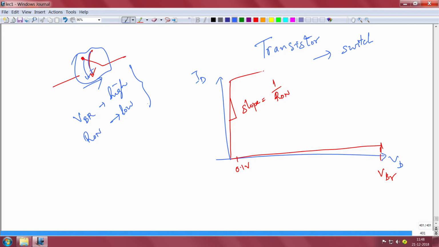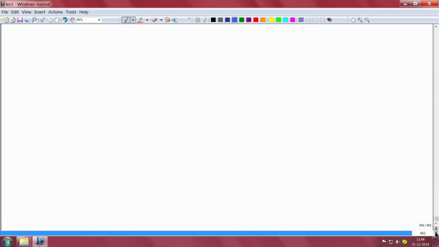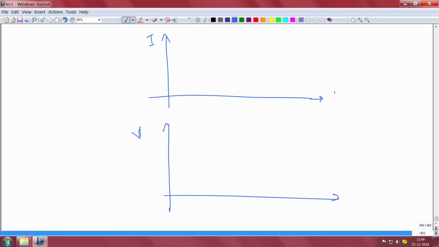And it should be able to switch fast. If I plot the voltage and the current waveforms, here I am plotting, for example, the current waveform across a switch, and here a voltage waveform across the switch, and this is with respect to time, by the way. You have to switch it very fast.